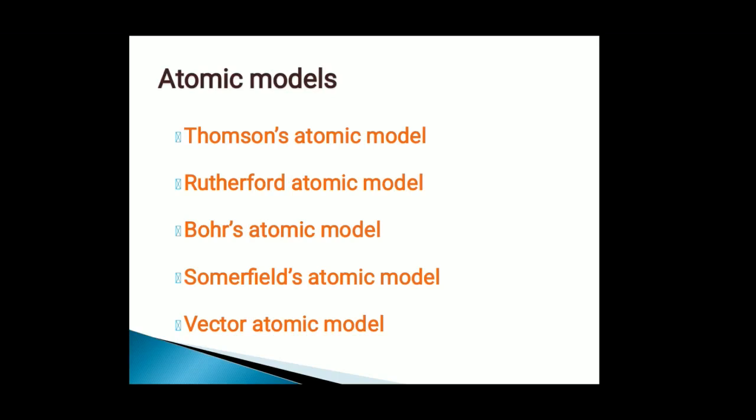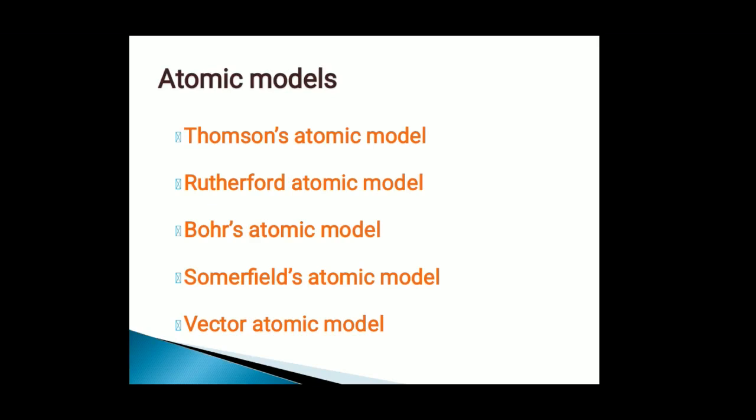The first one is Thomson's atomic model, and the second is the Rutherford atomic model. The Rutherford atomic model is also called the nuclear atomic model because in 1909 Rutherford discovered the nucleus by his alpha particle scattering experiment.